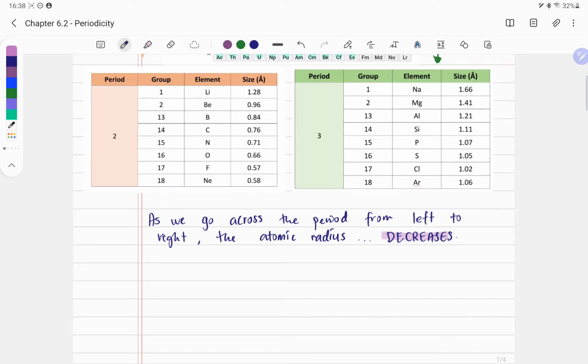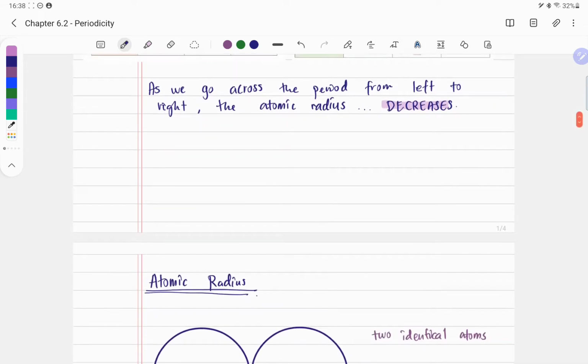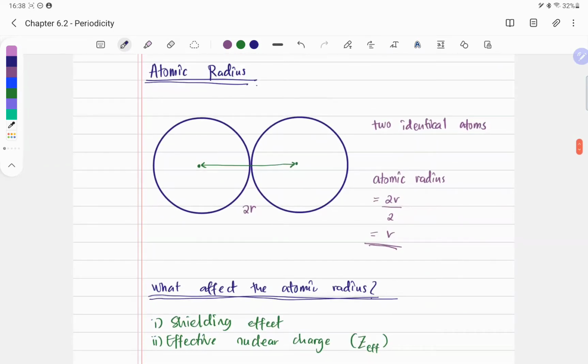Before we go into the explanation, we have to look at two key factors first. So here we have atomic radius. First of all, what is atomic radius?